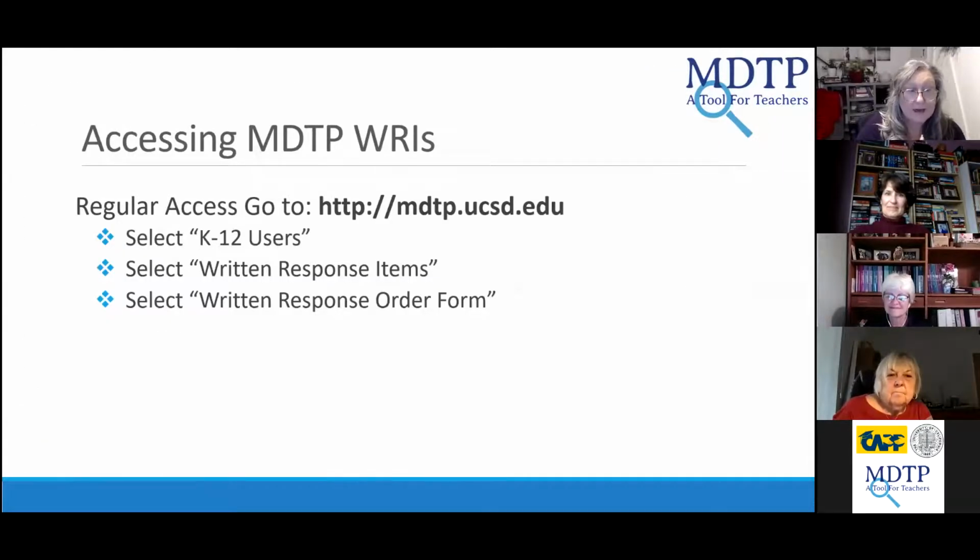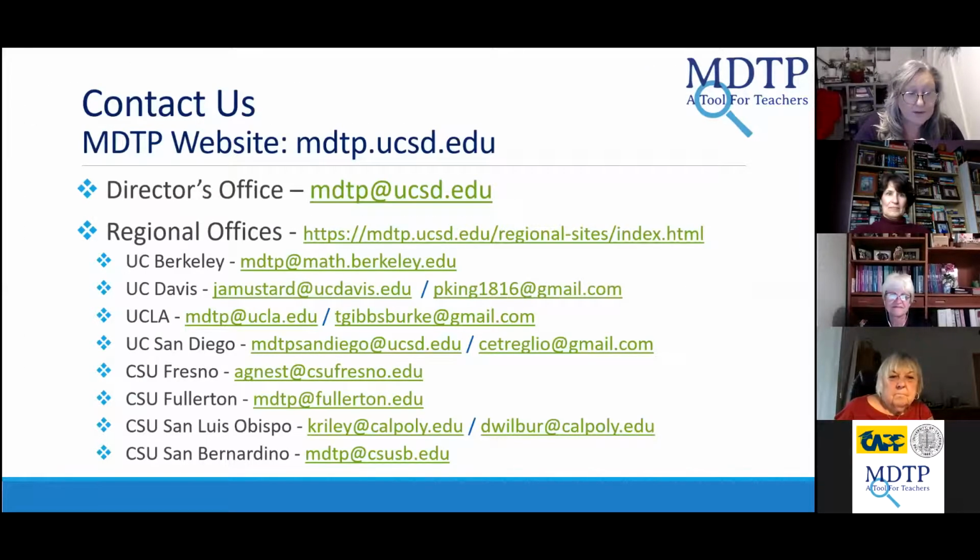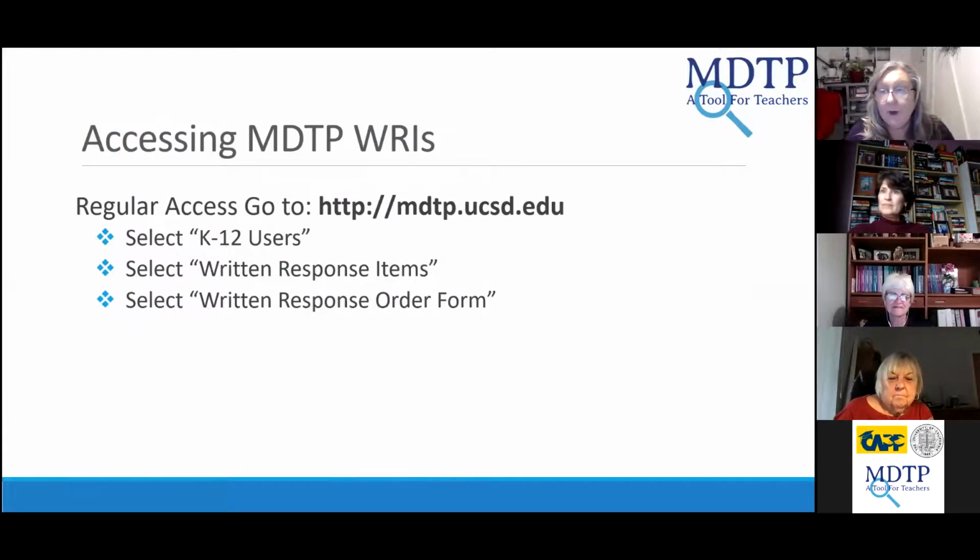And that is accessing the written response items. Because you have been vetted, you don't have to submit a request for access to the written response items. And in the chat, we will be adding 2 new links for you to access. One is to the written response items themselves, the ones that have been vetted and field tested and have information from how students might interact with them and all of that.